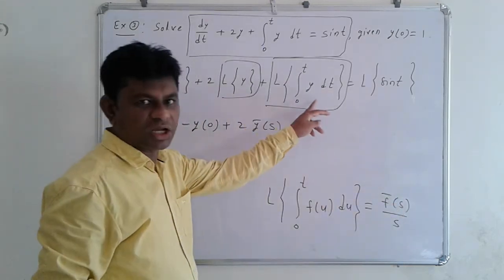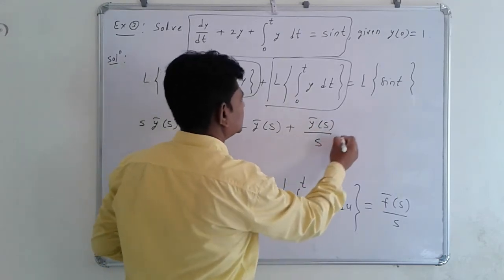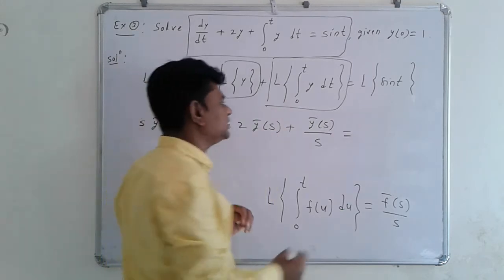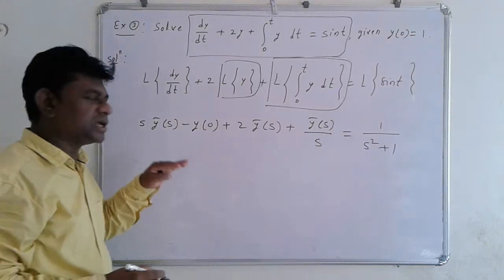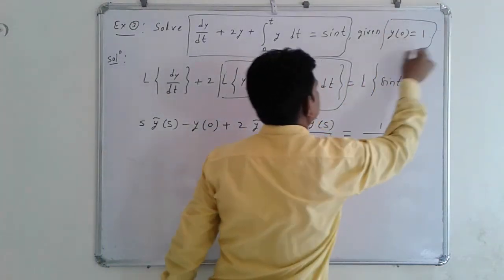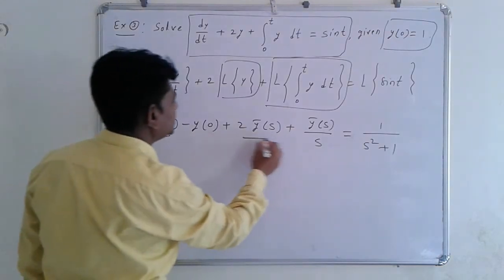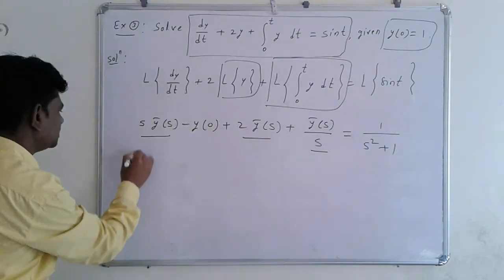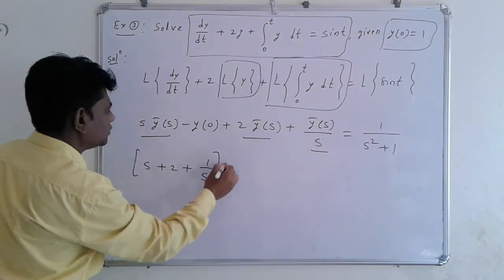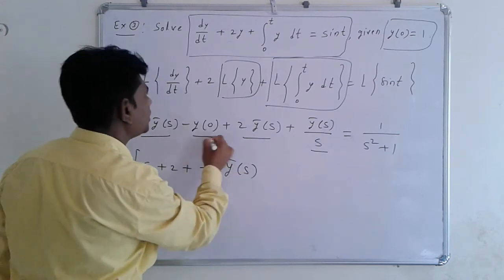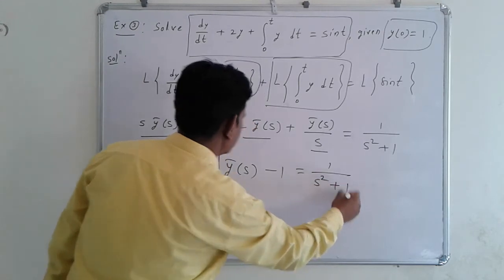So therefore, the Laplace transform of this integral, the answer is y bar s upon s, is equal to the Laplace transform of sin t, the answer is 1 upon s square plus 1. Now simplification, by using the given condition y of 0 is equal to 1, and here y bar s is the common term, the answer is s plus 2 plus 1 upon s times y bar s, and this y of 0 being 1, minus 1 is equal to 1 upon s square plus 1.